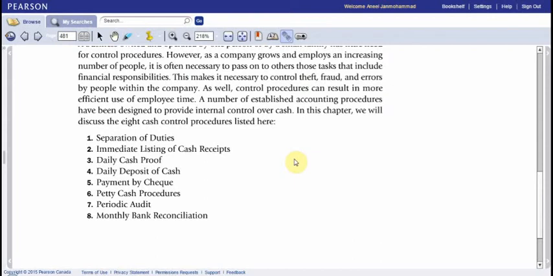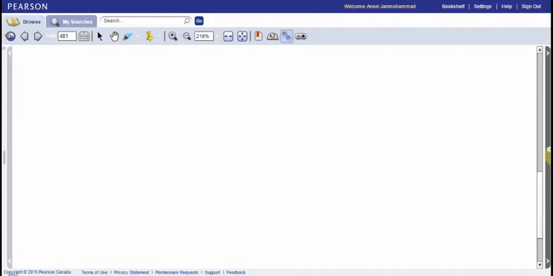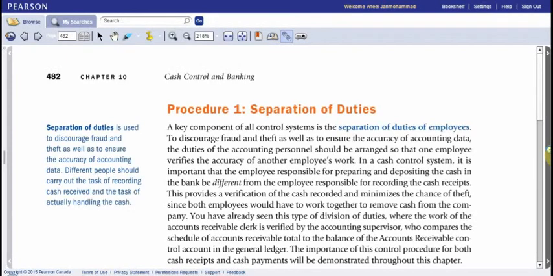All right, welcome back. Let's go to our next page. So we're going to look at procedure 1, separation of duties. Okay, let me read this off first.